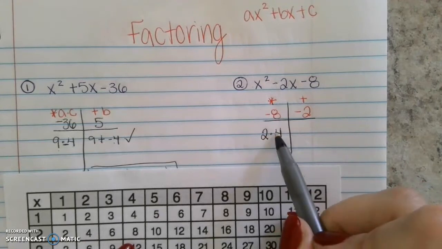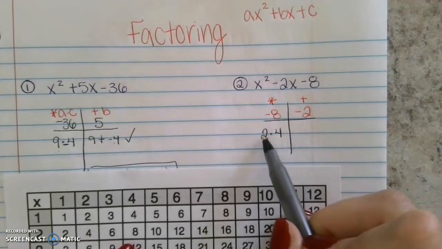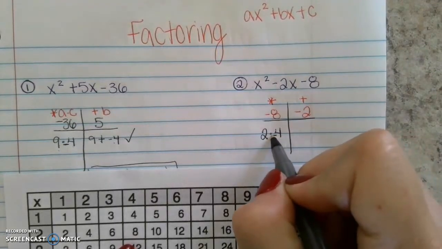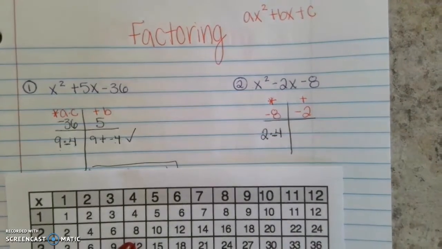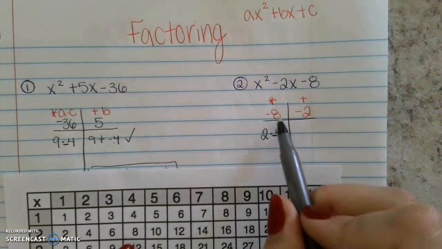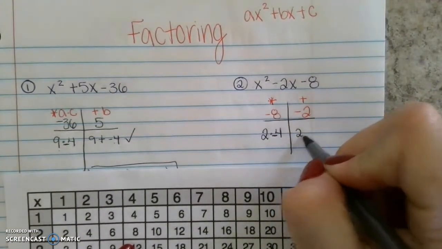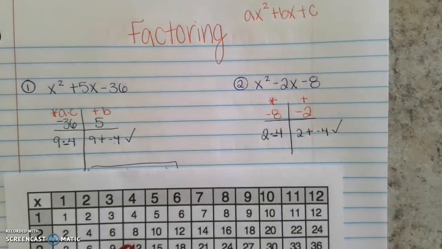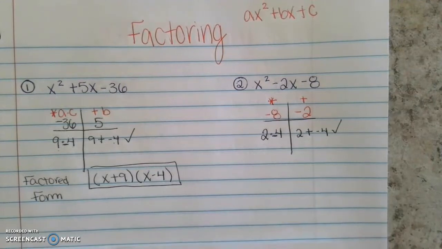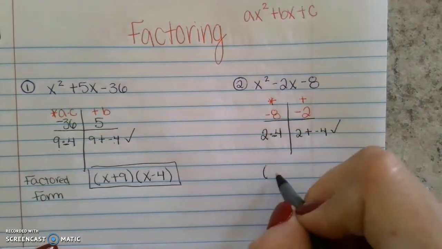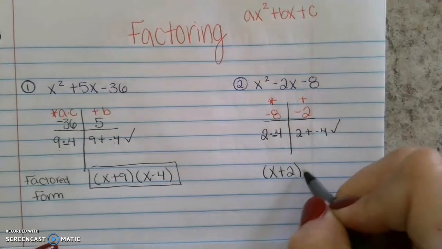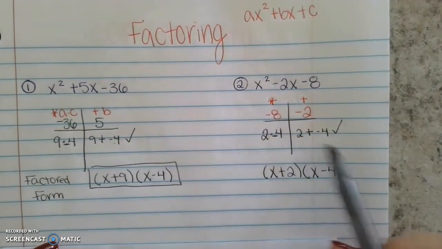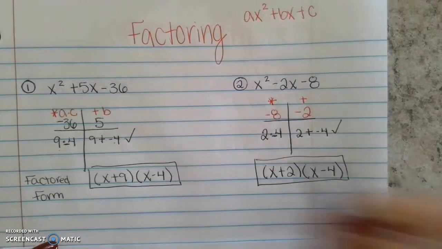Then I want to play around with my signs. One of these needs to be negative so that I also add to get a negative value. I'm going to make my 4 negative. So 2 times negative 4 will get me negative 8, and 2 plus negative 4 will get me negative 2. Now again, write your answers in factored form. So my answer would be x plus 2 and x minus 4. Notice my signs are the same as the ones in my chart. And that's my answer.